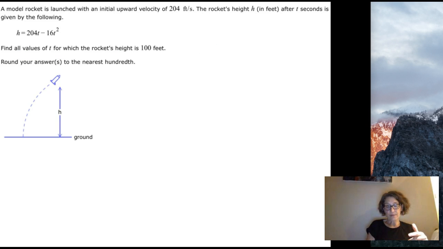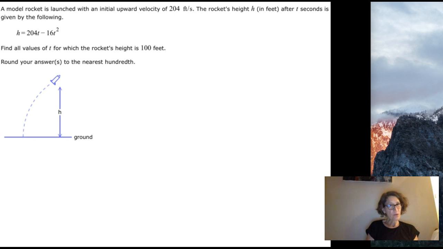So the next one says a model rocket is launched with an initial upward velocity of 204 feet per second. The rocket's height h in feet after t seconds is given by the following, and the equation says h equals 204t minus 16t squared. And then it says find all values of t for which the rocket's height is 100 feet, and round your answers to the nearest hundredth.